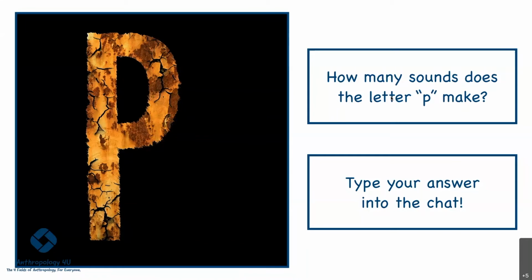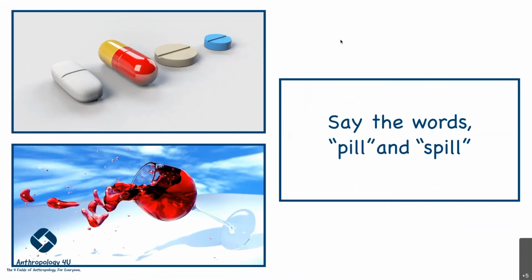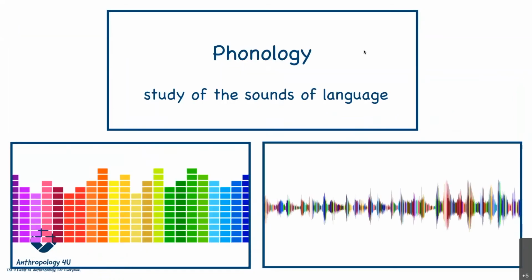Now, place a hand in front of your mouth and say the words pill and spill. Go ahead and try it now. What happens? Well, you should feel a little puff of air when you say pill, but not when you say spill. Go ahead and try it again and see if you can feel the puff of air in pill. If you listen carefully, you'll discover that these are two different sounds. So actually the letter P in English makes two different sounds, and perhaps you didn't know that.